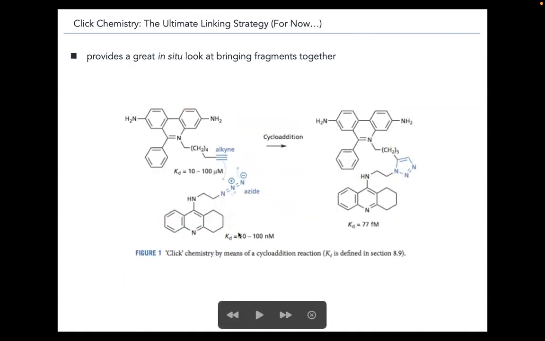One of the key strategies for doing that linkage, and you definitely start this slide, is using the click reaction. I'm sure this is one that some of you have definitely heard of, and it provides a great in situ look at bringing fragments together. This is arguably one of the most important discoveries at the chemistry biology interface. This is super biocompatible. It's used as a linking strategy for all sorts of things, to link things to proteins, to link molecules together like this, to link proteins to DNA, etc. It's a really important reaction to know.